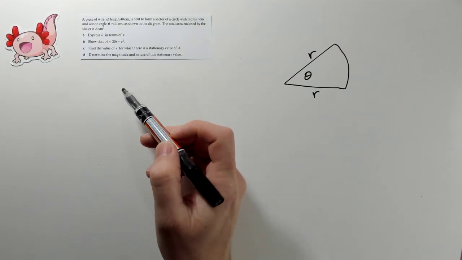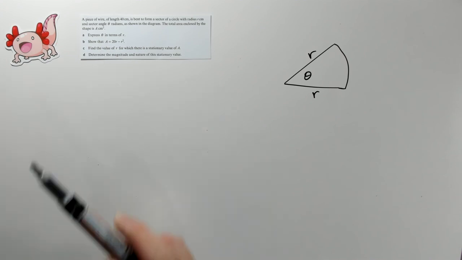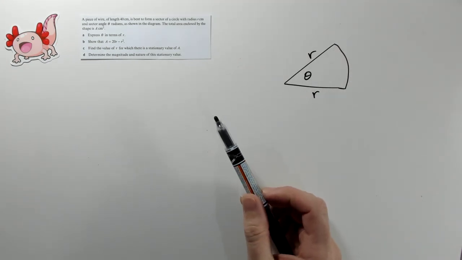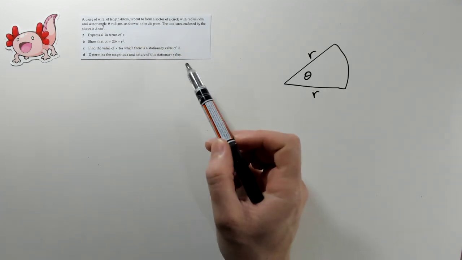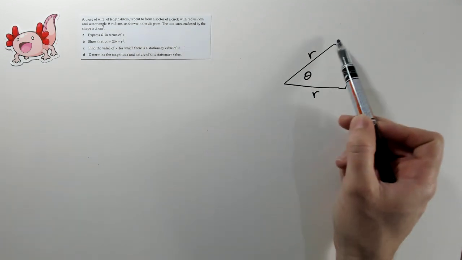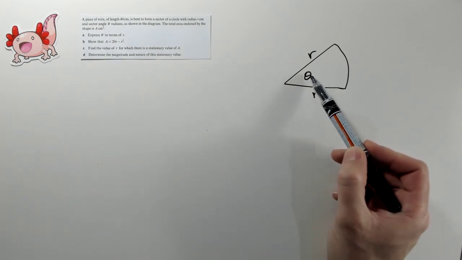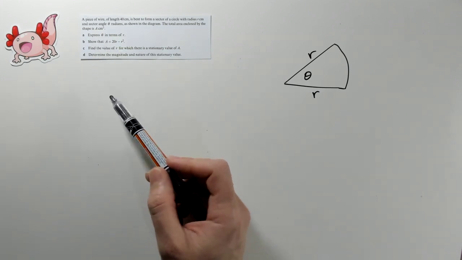In our next example, we have someone that had a lot of time on their hands because they had a piece of wire and they decided to bend it in the form of a sector for some reason. They're telling us that the length of wire is 40 centimeters and it's bent in this shape. The angle is in radians, so theta radians, and the total area is A square centimeters.